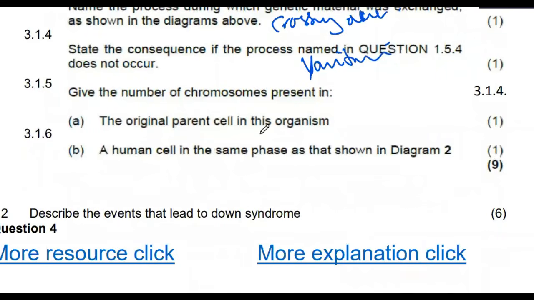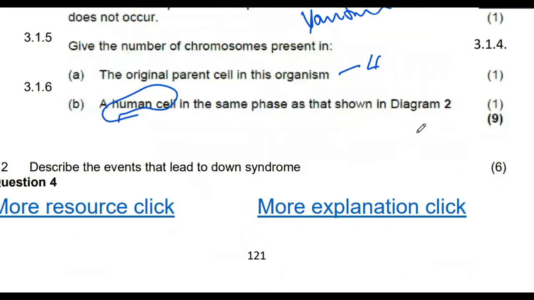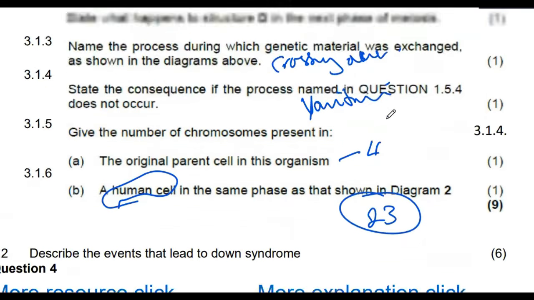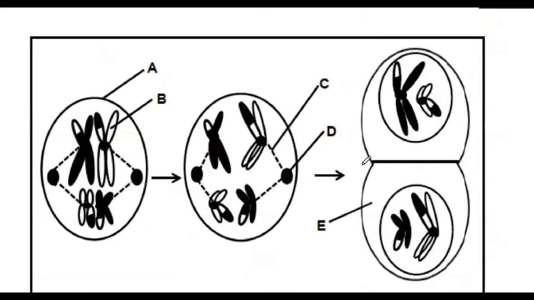And then now they are saying original cell. So if this is the original cell, therefore it's going to be 4. And then you see now they are specifying human cell in the sample diagram 2. Because diagram 2 is haploid, therefore it's going to be 23 chromosomes. So basically, that's how you're supposed to answer such questions. So you can answer these questions, at least in meiosis.